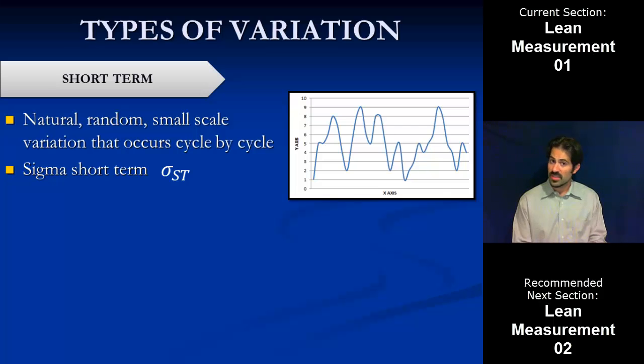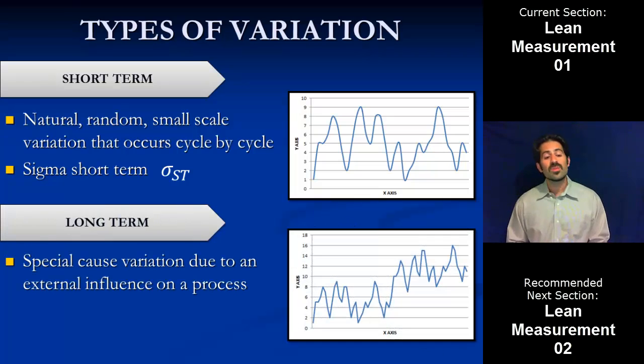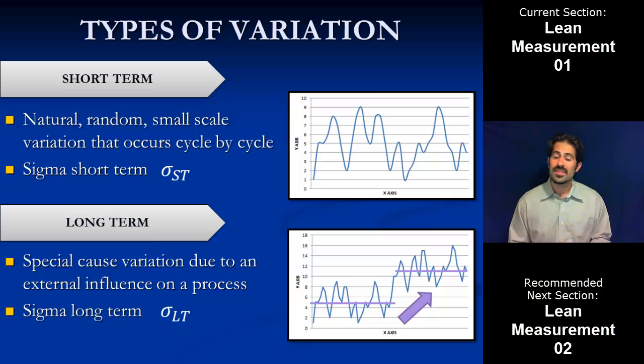Sigma is just the symbol, the Greek letter, for standard deviation. So you've got your short term standard deviation, which is that natural random variation. And then you have your long term standard deviation, sigma long term. That's something we look at when there's been an actual shift in our data. Something has happened there. Maybe we added a person, or changed equipment, or made a change to the process. But something external happened that has now caused a shift in the variation of our results, either for the better or for the worse. That's something we need to understand and be able to see.